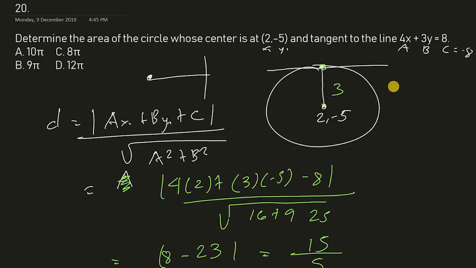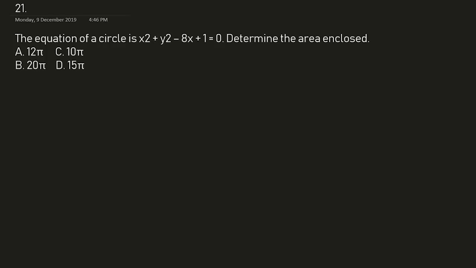Ang hinahanap natin is area ng circle. Area of circle is pi r squared. Your r is 3. So r squared, 3 squared, area is equal to 9 pi. Letter B. Our answer is letter B. Right? Next problem. Problem number 21.